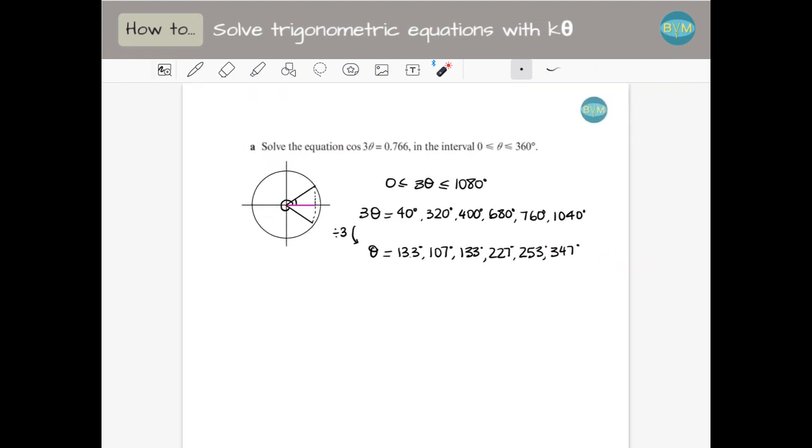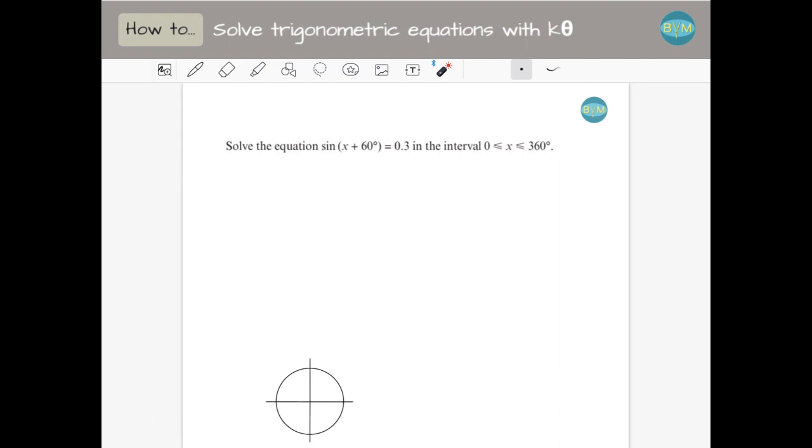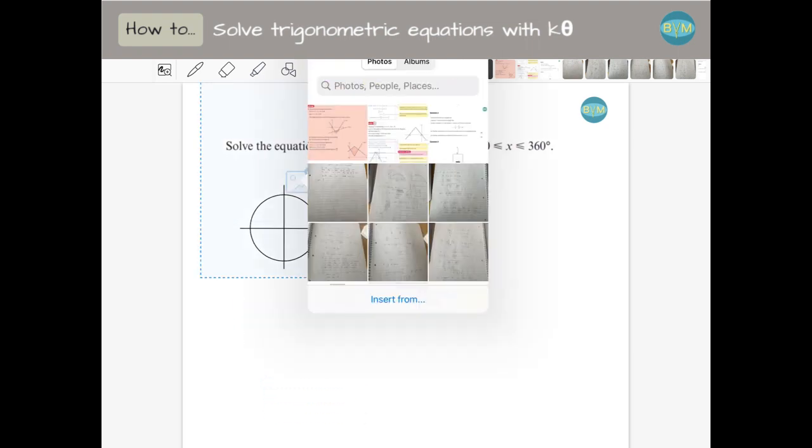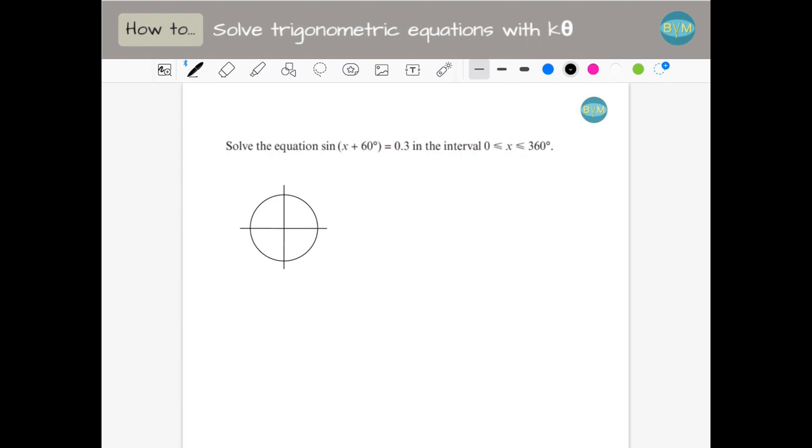The other possibility that you have is when you have in your question sine or cos or tan of your angle plus or minus another angle. So again, what we are going to do is exactly the same. We are going to transform our interval first, find the solutions in that new interval, and then find x. So x plus 60 will be in this interval when I add 60 here and 60 here. So x plus 60 is going to be between 60 and 420. I am just adding 60 both sides.